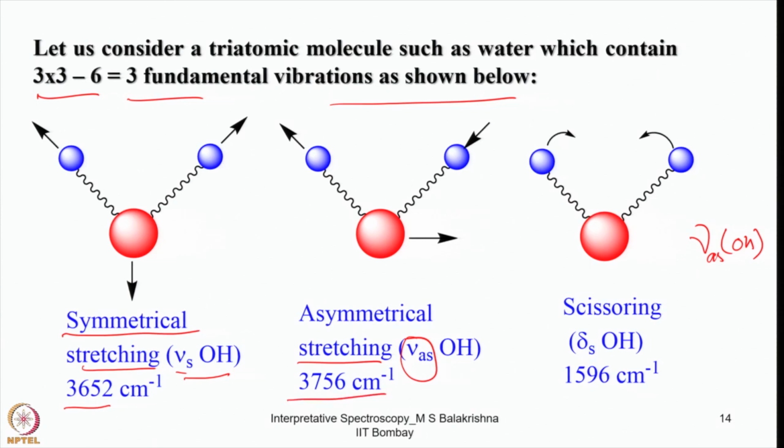The other one is scissoring. So, focus towards scissoring. Here this is represented as delta S. Delta S OH indicates the scissoring frequency corresponding to the OH group in water. This comes around 1596 centimeter minus 1. So, this is a typical example where you can see how 3n minus 6 equals 3 fundamental vibrations are seen.